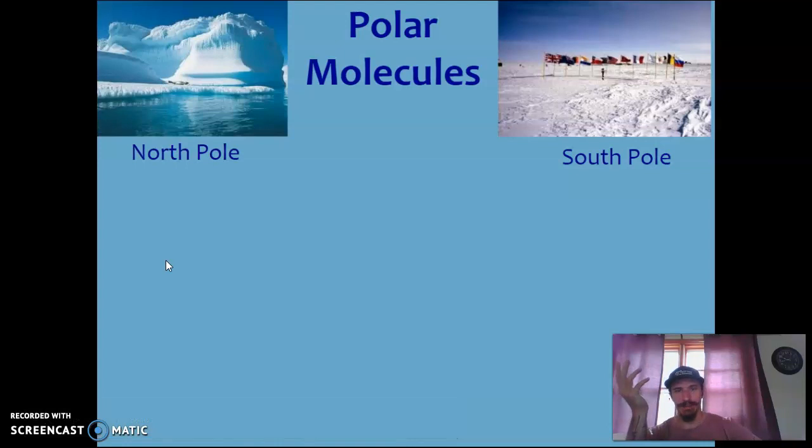Now, why are we going to talk about polar molecules? And what is a polar molecule? Well, I'll tell you this. Polar molecules relate right back to covalent bonds. All right? Right back to covalent bonds. And no, I am not talking about the South Pole or the North Pole when I talk about polar molecules. These are not molecules from the South or North Pole.